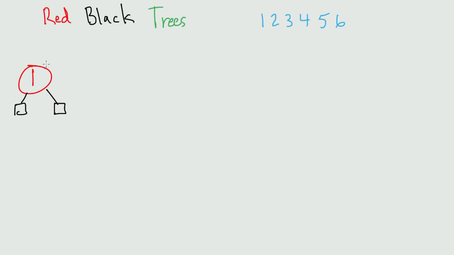So we've inserted 1, but we know that one of the properties is that the root cannot be a red node, so we are going to change the color. Okay, so there's that, and we are good. So far, this is what our red-black tree looks like. Now we're going to insert 2.